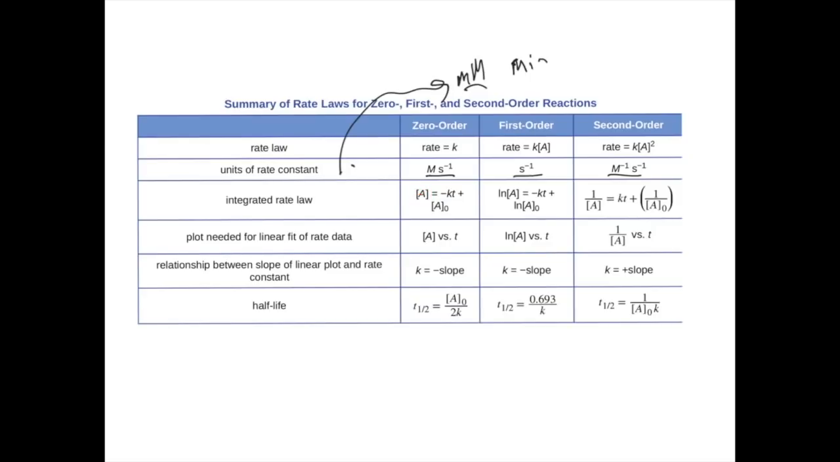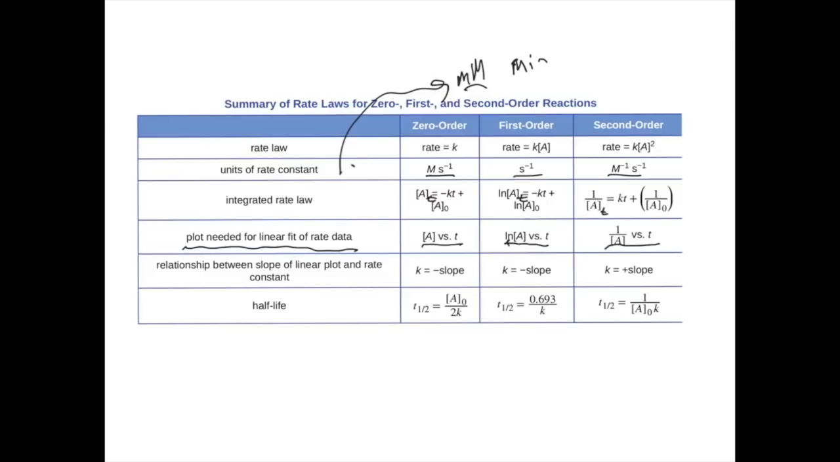I'm going to change this. I like this to be A sub t, A sub t, A sub t equals those values. And remember, for first order, we have a lot of different choices. The plot needed for a linear fit: if you get a linear fit from this plot, then it's zero order. If you get a linear fit from this plot, then it's first order. If you get a linear fit from this plot, then it's second order.